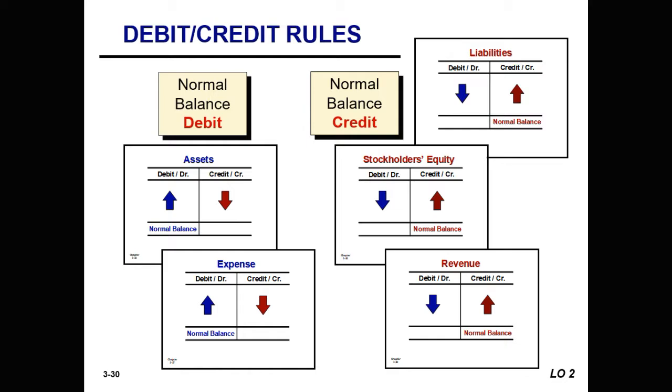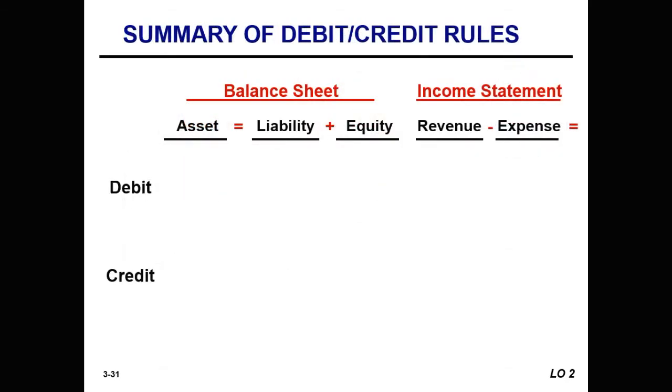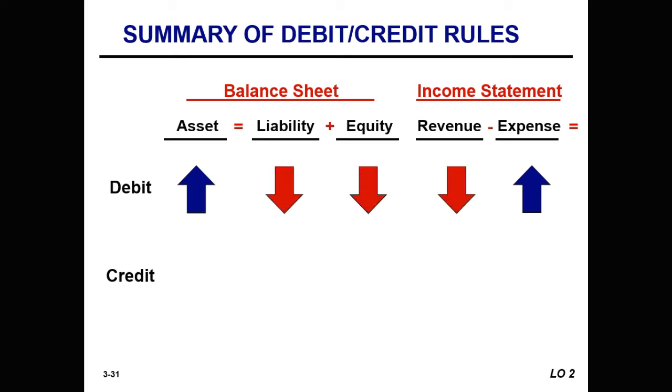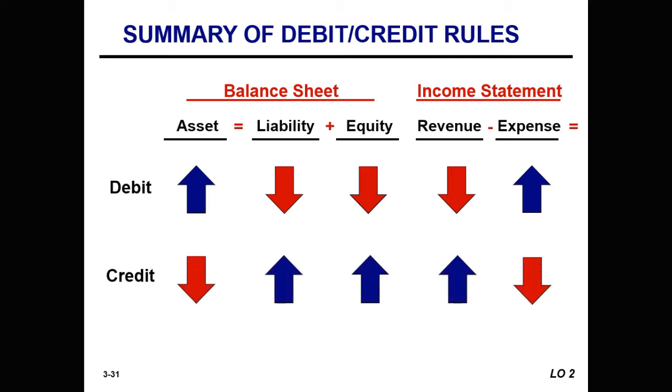Here we have a slightly different type of visual. Either one of these is more than welcome for you to screenshot and print. And that is, we increase assets and expenses. Remember the fingers that are up? With debits. It's normal balance. And liabilities, equities, and revenues will decrease with debits. And then we increase those liabilities, equities, and revenues with credits. And we decrease assets and expenses with credits.